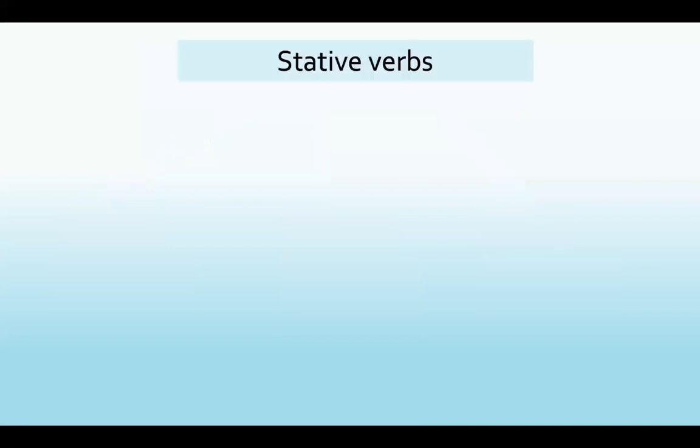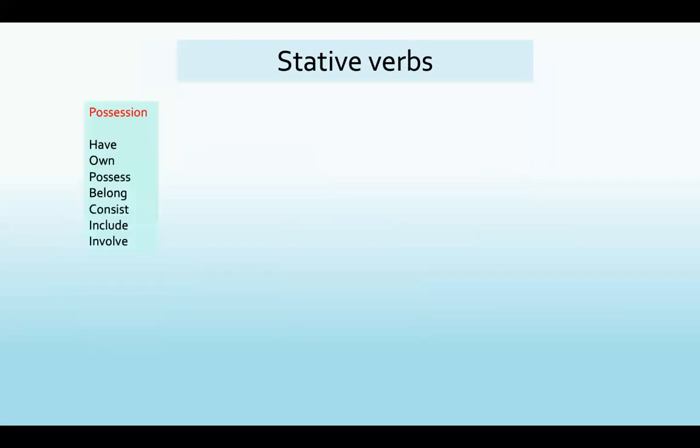And finally, I would like to emphasize the stative verbs. There are a couple of verbs in English that do not take the ing form, which means that they cannot express things that are peculiar to the present continuous, like happening right now or happening these days, or happening while, for example, we're speaking. So they can't show any continuous actions.